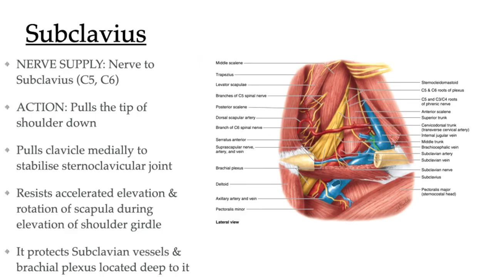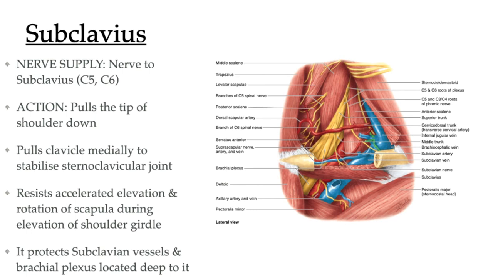Subclavius derives its nerve supply from nerve to subclavius, which has the root value C5 and C6. This nerve is the branch of upper trunk of brachial plexus. Subclavius muscle pulls the tip of shoulder inferiorly. It also pulls the clavicle medially in order to stabilize the sternoclavicular joint. The muscle resists accelerated elevation and rotation of scapula during the abduction movement, that is elevation of the shoulder girdle during the abduction at shoulder joint.